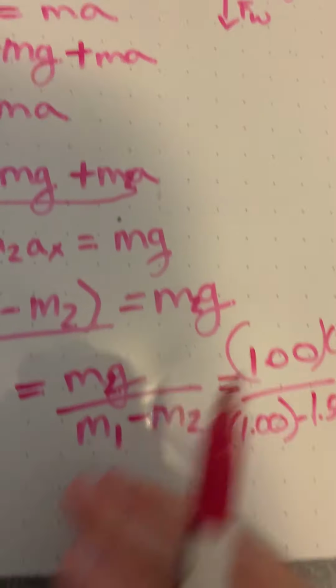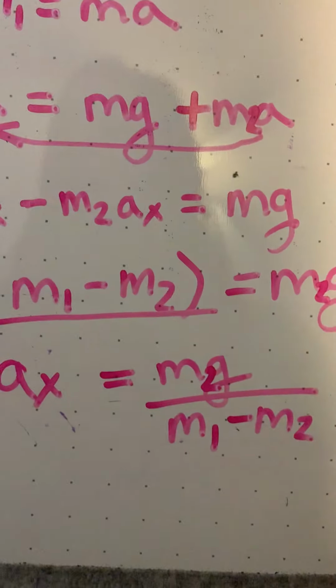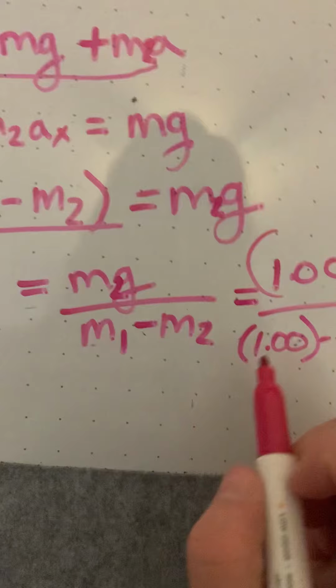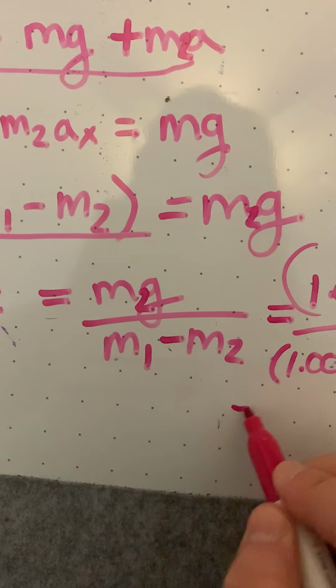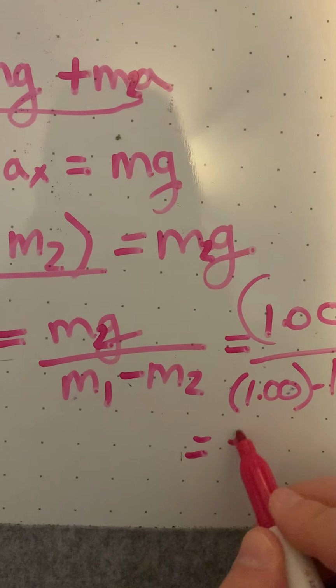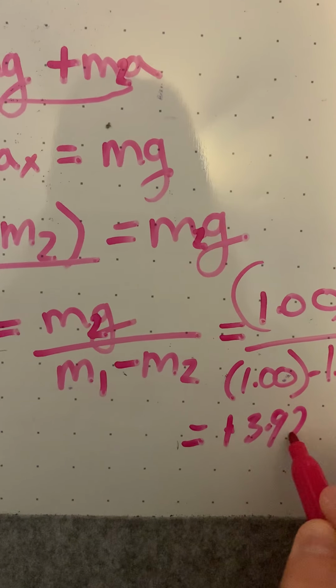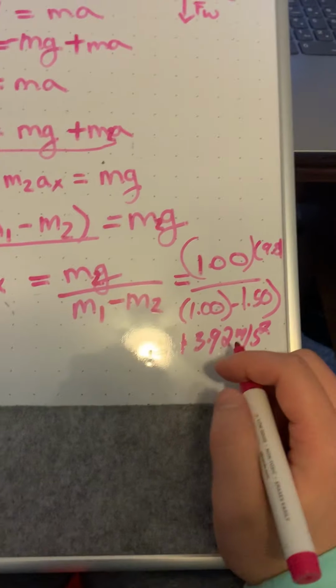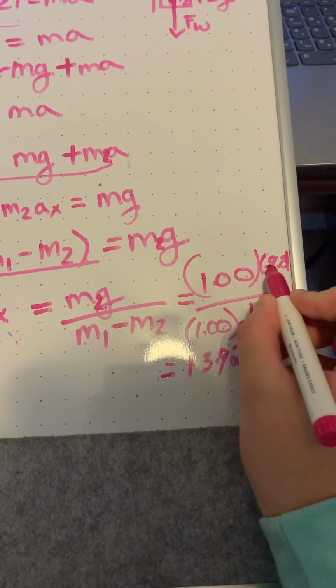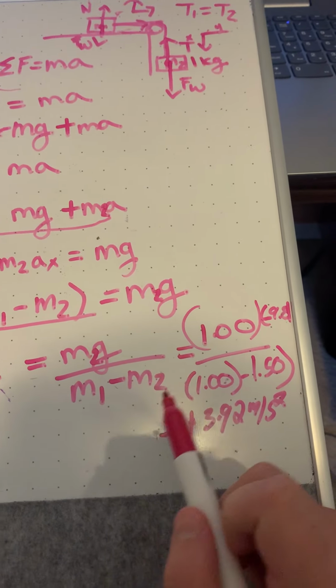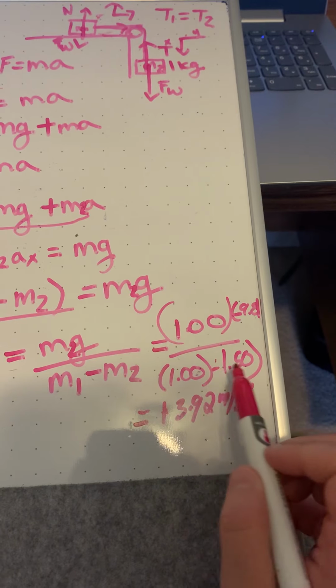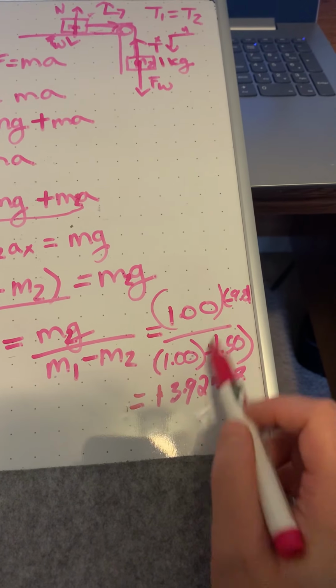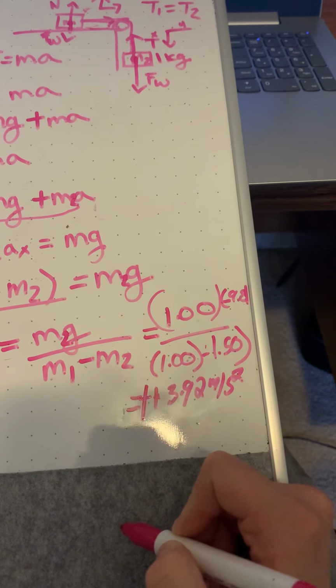And then you just do your values, and you're going to get positive 3.92 meters per second squared. Now, this is also negative because it's gravity, and that's why these are going to cancel. These negatives are going to cancel each other out and give you a positive.